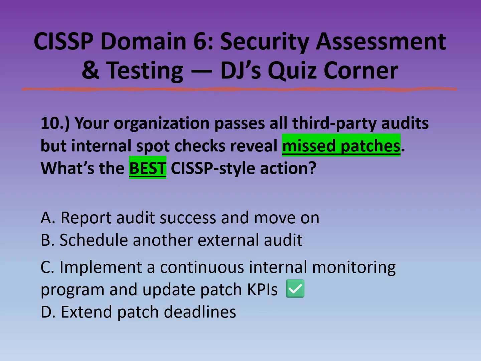The correct answer is C. Implement a continuous internal monitoring program and update patch KPIs. CISSP equals proactive assurance. Don't rely solely on point-in-time audits. Improve ongoing governance.